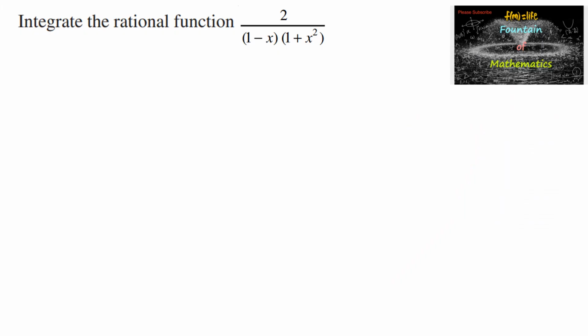Integrate the rational function 2 upon (1 minus x) times (1 plus x square). Here we can say that the degree of numerator is 0 and degree of denominator is 2 plus 1, it is 3. So 0 is smaller than 3. So we can say this fraction is proper, and hence we can resolve into partial fractions.